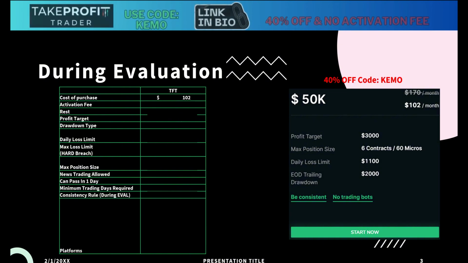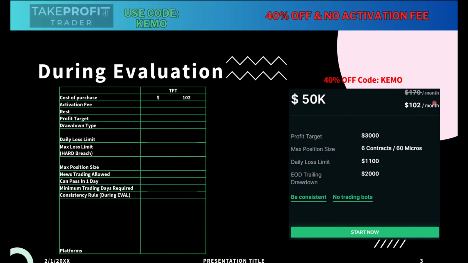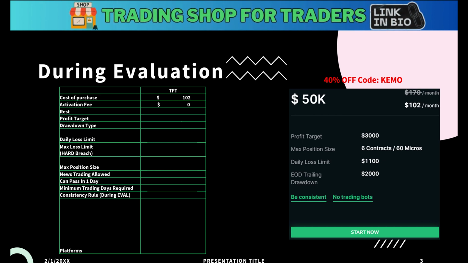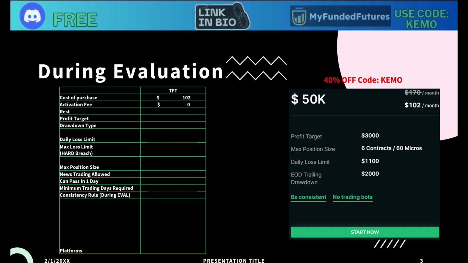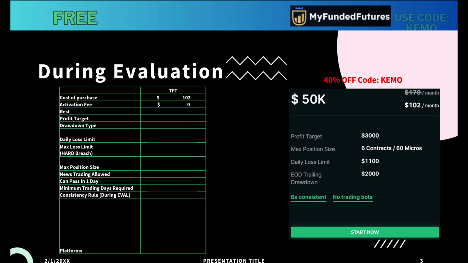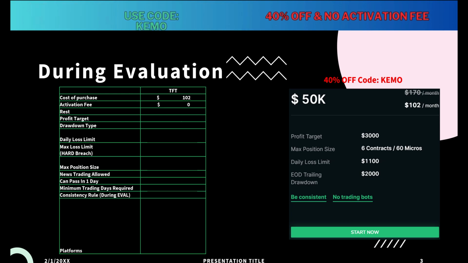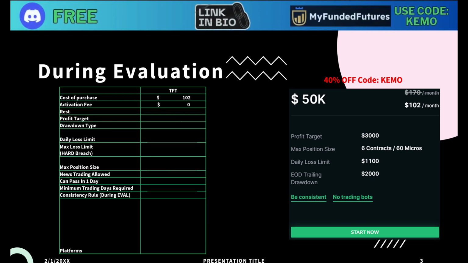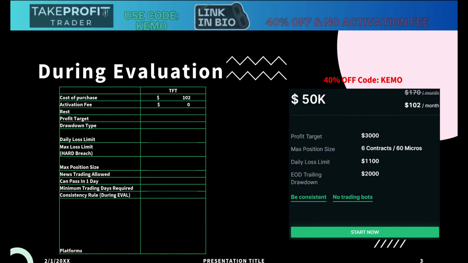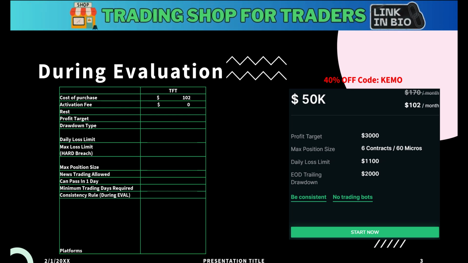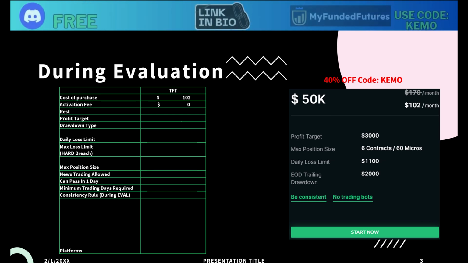So for the cost, you're getting it for 102 as you see right here, and for the activation fee, there is no activation fee, which is the good thing about it. Just like My Funded Futures, there is no activation fee. It's a bit pricier than My Funded Futures, but every prop firm comes with some good rules and some bad rules, and it depends on the person whether or not they want to go with TakeProfit Trader or My Funded Futures or Topstep or any other prop firm they choose.